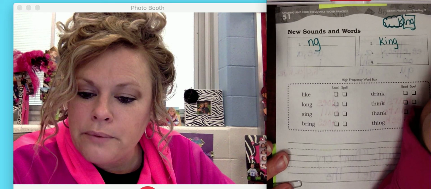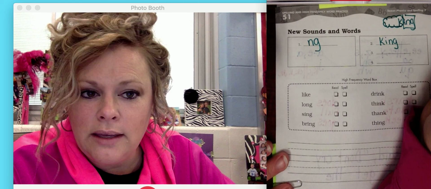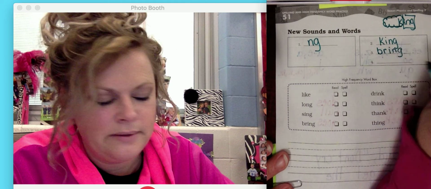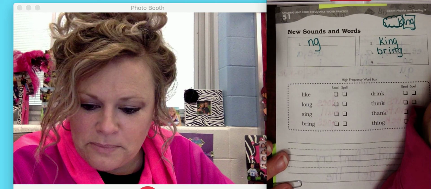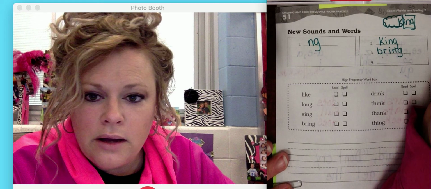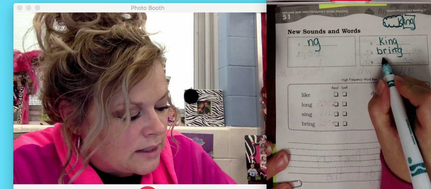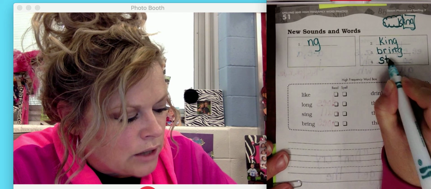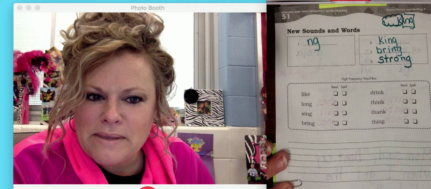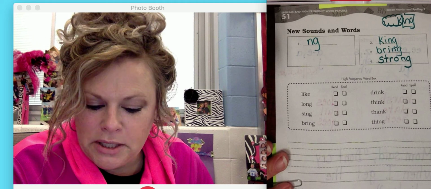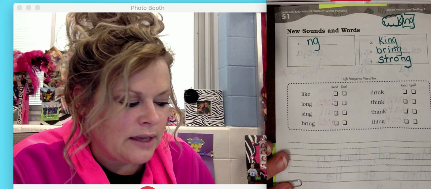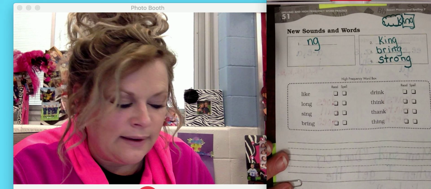Number 3 is bring. Repeat, bring. Good, write it. Bring. Check with mine. And number 4 is strong. Repeat, strong. Write it. It's a nice blend. Stir, S-T-R, stir, ng. Okay. Make sure you have all of those down. So king, bring, and strong have the digraph NG. It is not part of the suffix.